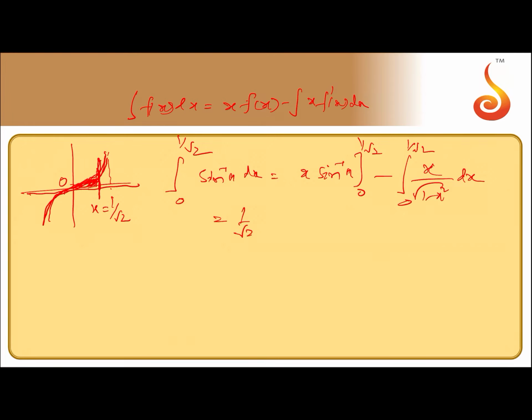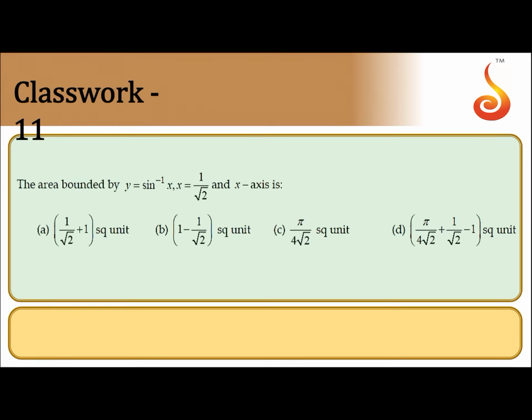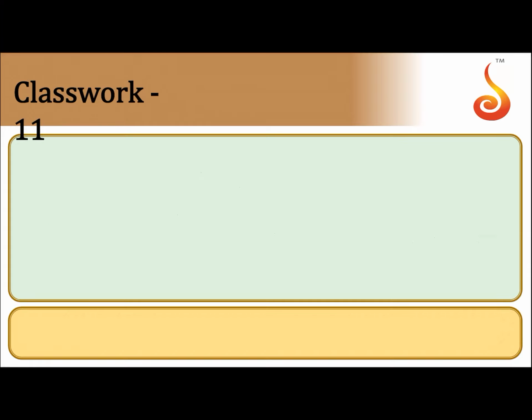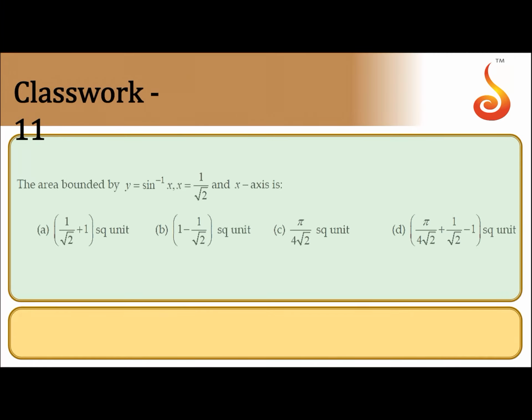So 1 by root 2 multiplied by pi by 4, minus the integration of x by root of 1 minus x square, which is minus root of 1 minus x square, limits from 0 to 1 by root 2. On substitution, pi by 4 root 2 plus 1 by root 2 minus 1. So the answer for this problem is 1 by root 2 minus 1, plus or minus. Yes, the answer is the fourth option.